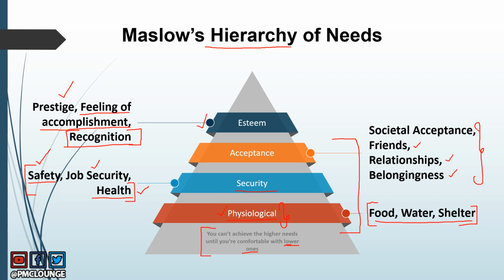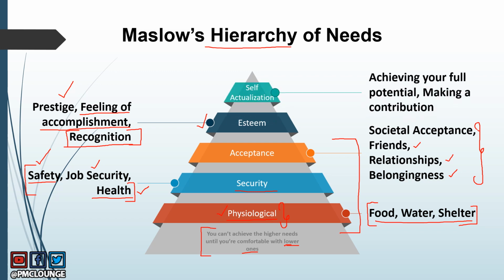And finally, the last in Maslow's hierarchy of needs is self actualization, something that the kids are too young to understand. This is about achieving your full potential, making a contribution on this planet, right? Have you ever heard about being the best version of yourself? This is where it is coming from.